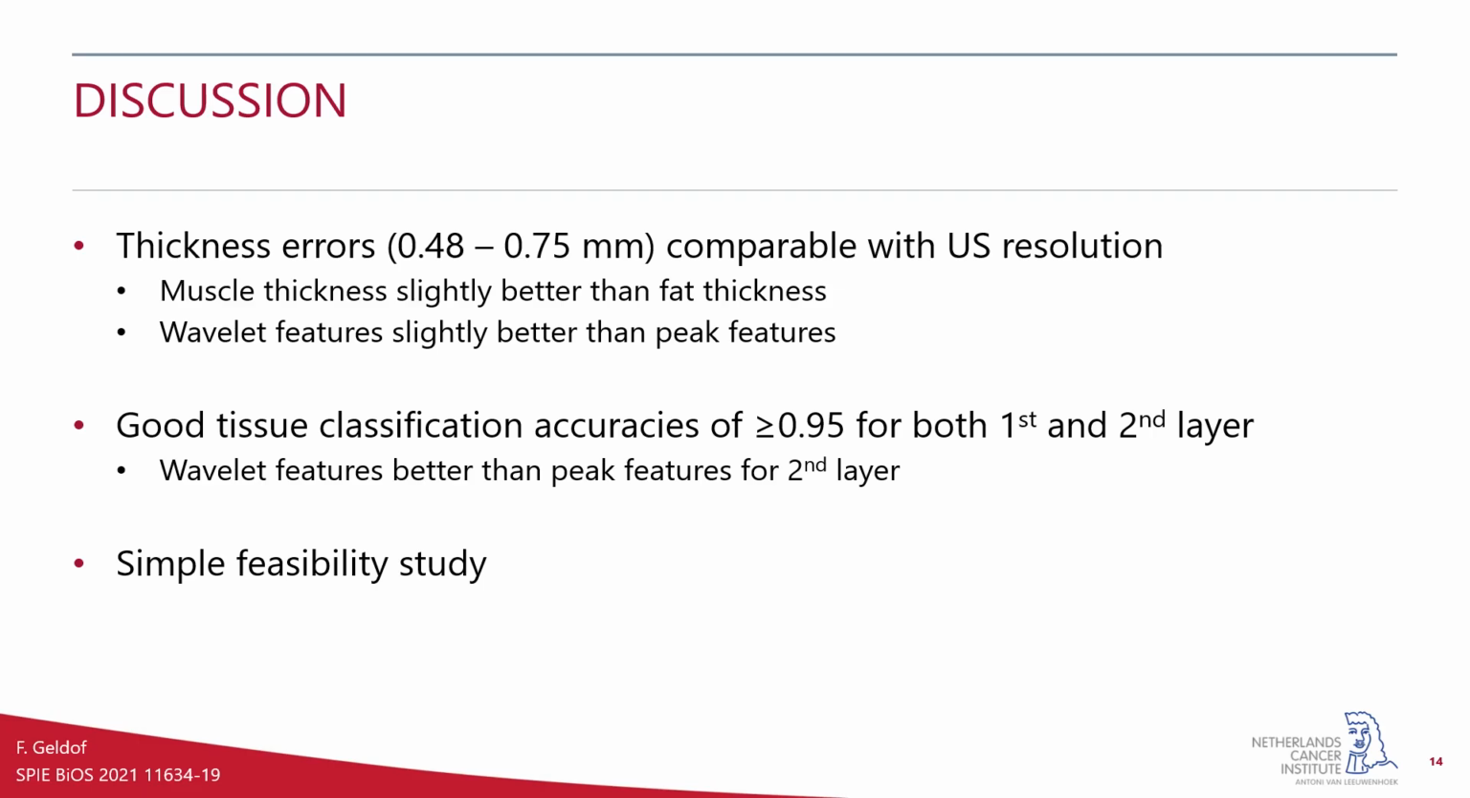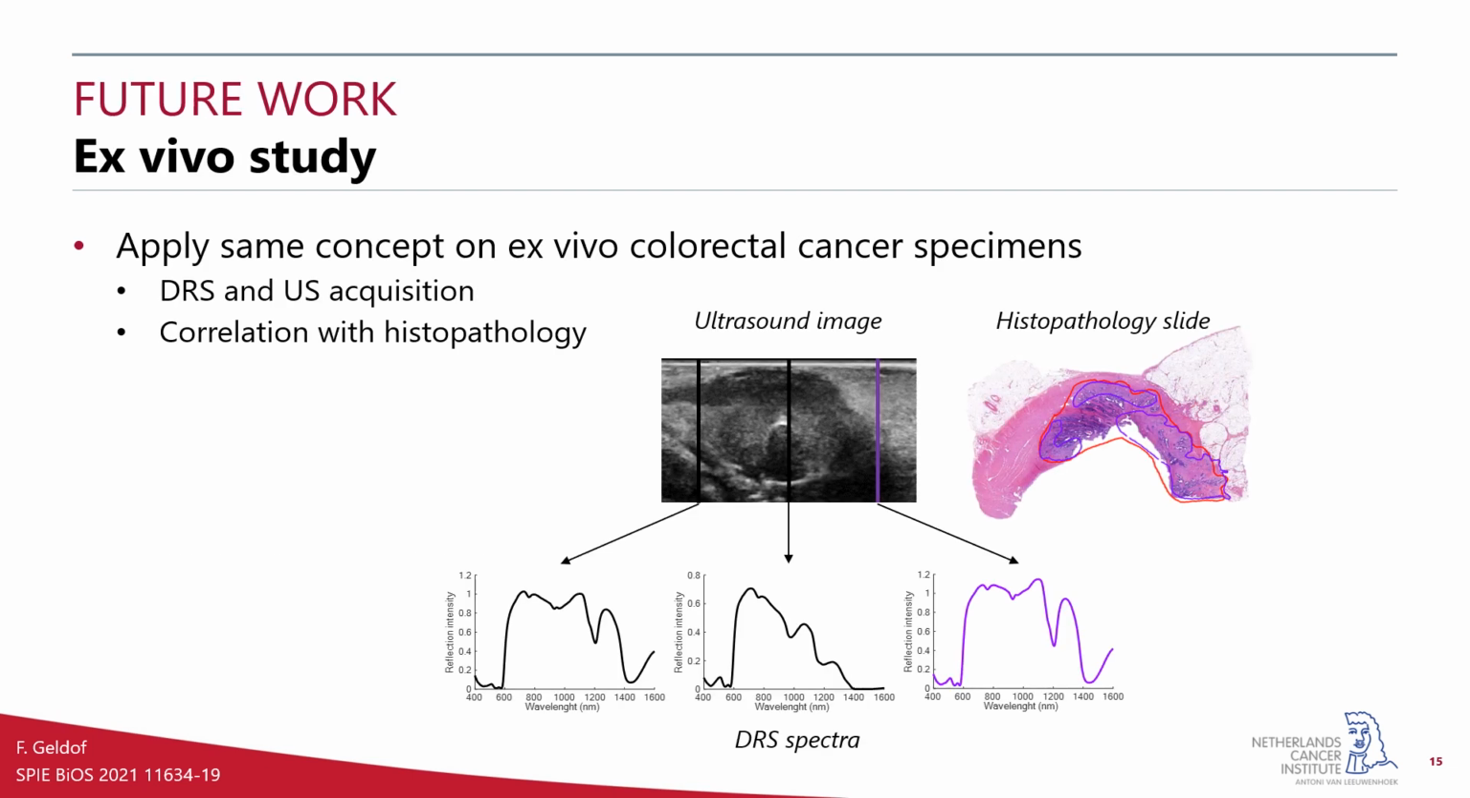However, it still concerns a simple feasibility study using animal tissue with two types of tissue. In clinical practice, more tissue types will be encountered and tumor tissue has to be distinguished from multiple types of healthy tissue. A next step would therefore be to continue with an ex vivo study and test the performance of the algorithms in more complex situations with human tissue. We already started with that and are currently performing an ex vivo study using surgical specimens from patients with colorectal cancer. The same concept as used in the animal tissue study is used here as well.